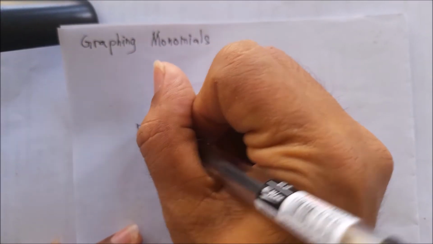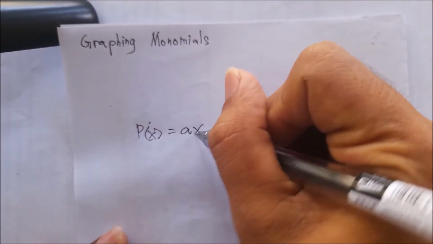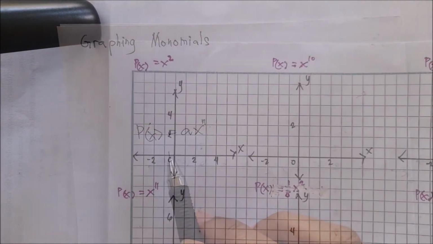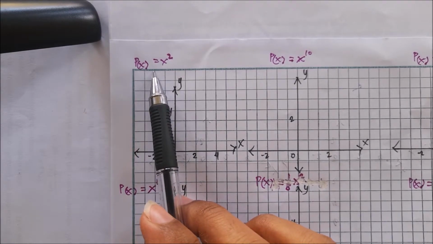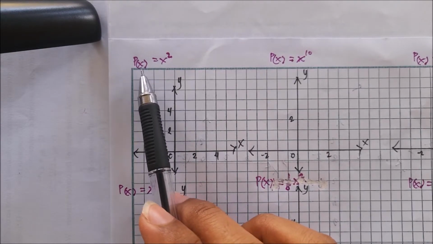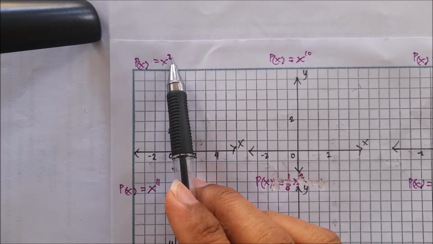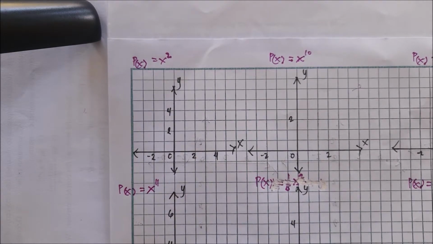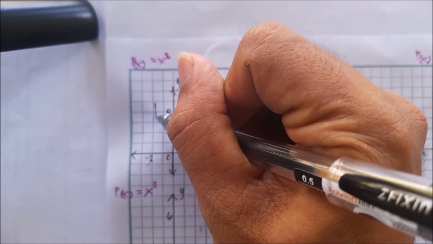Now, graphing monomials. A polynomial function in the form p of x equals a x raised to n is the simplest form of the equation. I prepared a graph. What if the equation is x raised to 2? 2 is an even number. The form of the graph is upward.